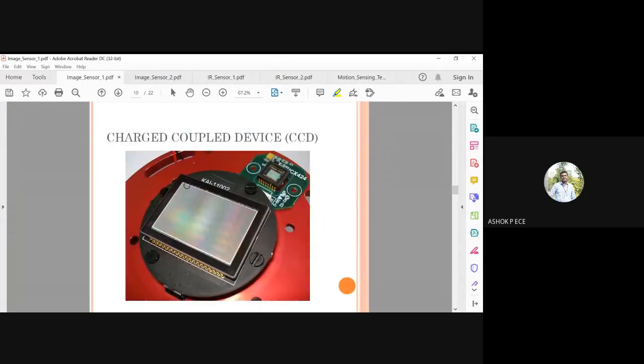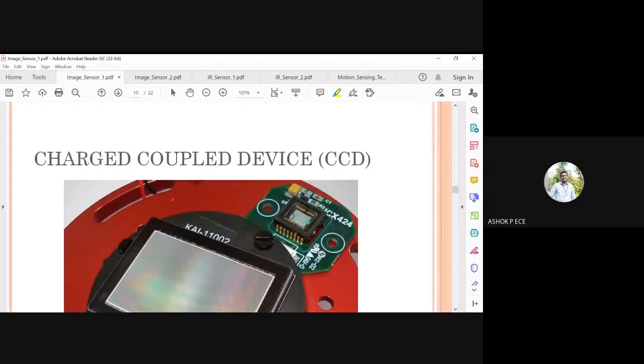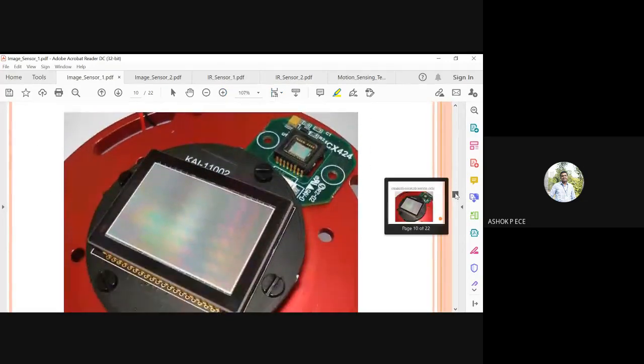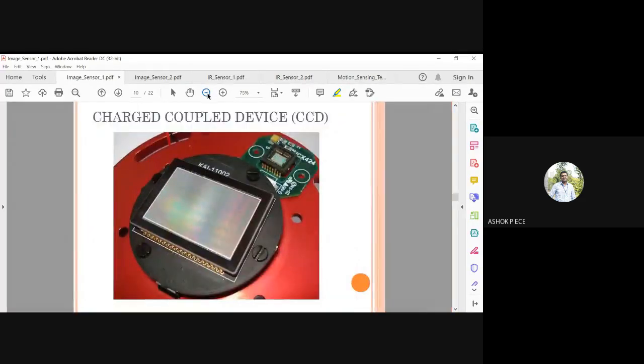You see, this is a simple example of a charge coupled device, and you see how minute it is. Maybe I'll zoom in. You cannot even find the photodiode here. This contains millions of pixels. When you use more pixels, the resolution is going to be very, very good. You can capture even minute details of an image using your charge coupled device.